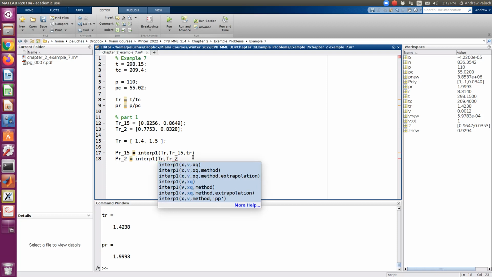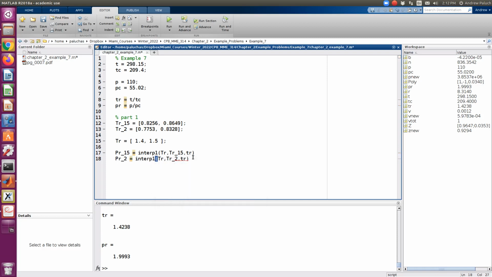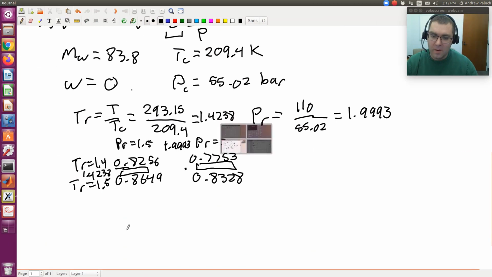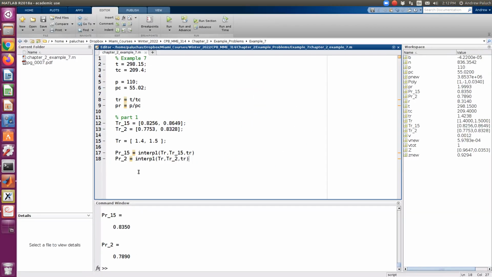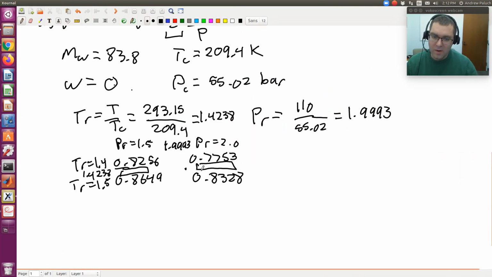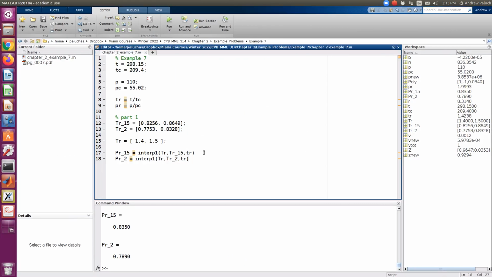Okay. Bam. Okay, let's see. So if I run it, in the first column, this would be 0.8350. This would be 0.7890, which seems reasonable. Now I would interpolate with respect to those two values for my desired pressure.